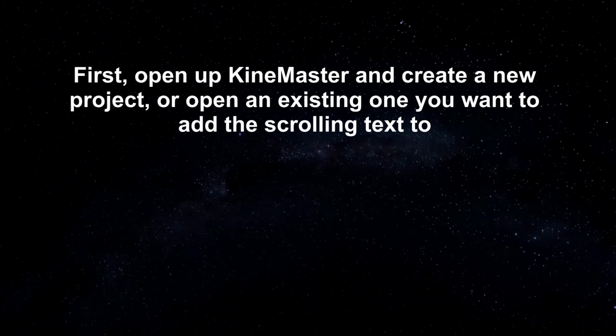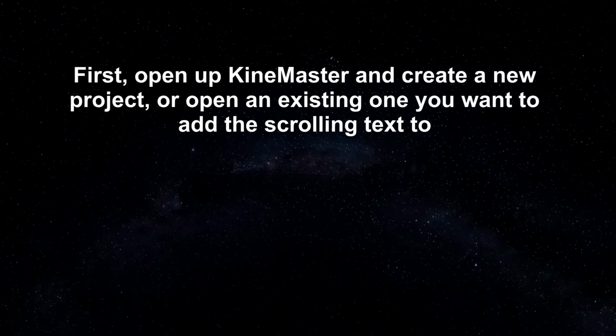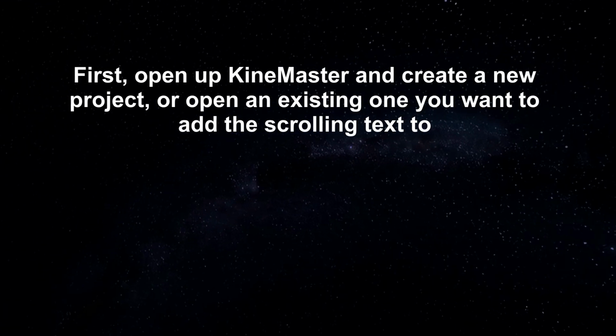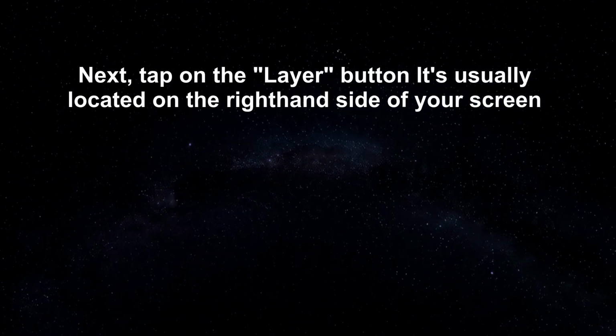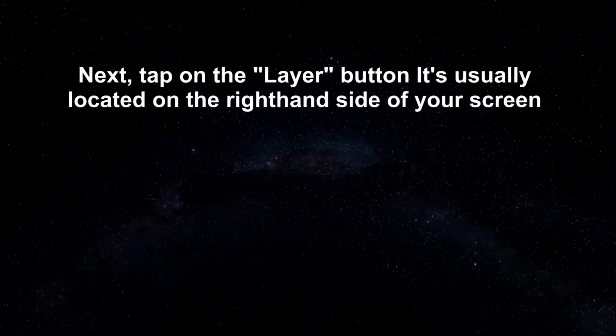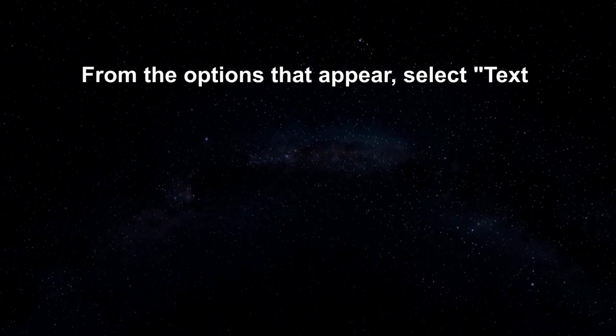First, open up Kinemaster and create a new project, or open an existing one you want to add the scrolling text to. Next, tap on the Layer button. It's usually located on the right-hand side of your screen. From the options that appear, select Text.